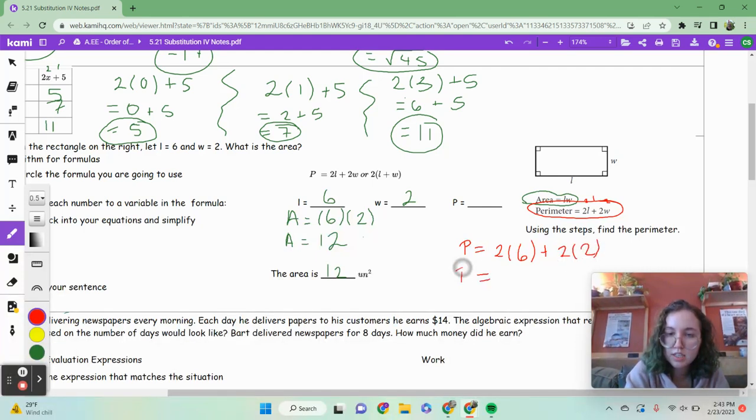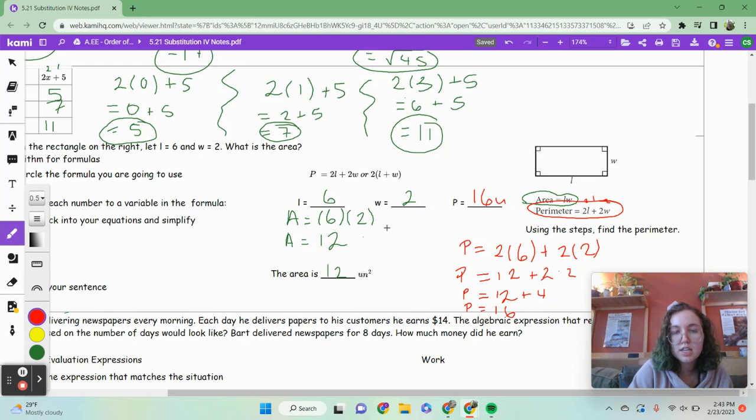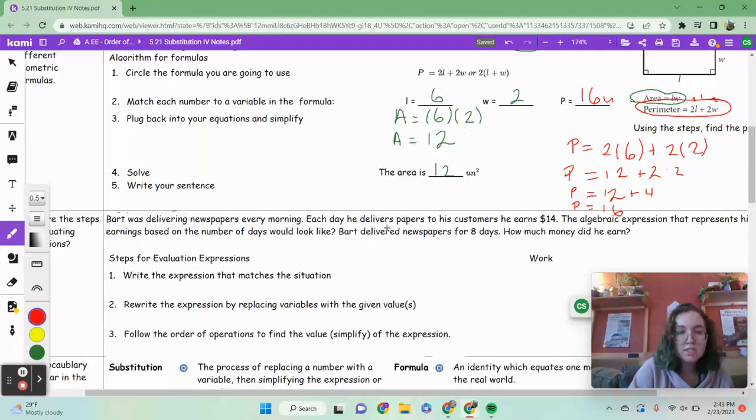That gives us P is equal to 2 times 6 is 12 plus 2 times 2. Taking it one at a time, P is equal to 12 plus 2 times 2 is 4. So P is equal to 16, because 12 plus 4 is 16. So it's 16 units. And that is our number sentence.